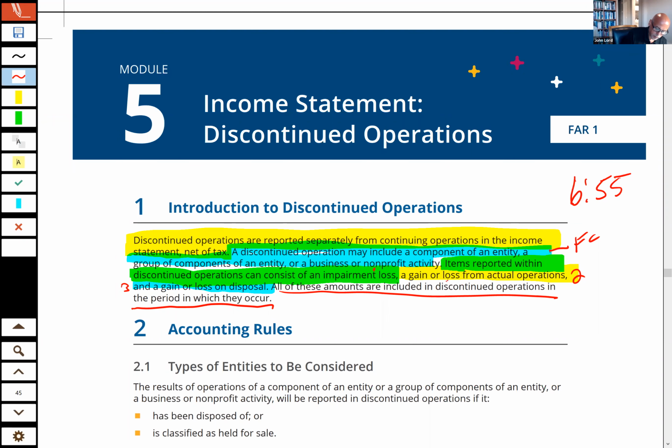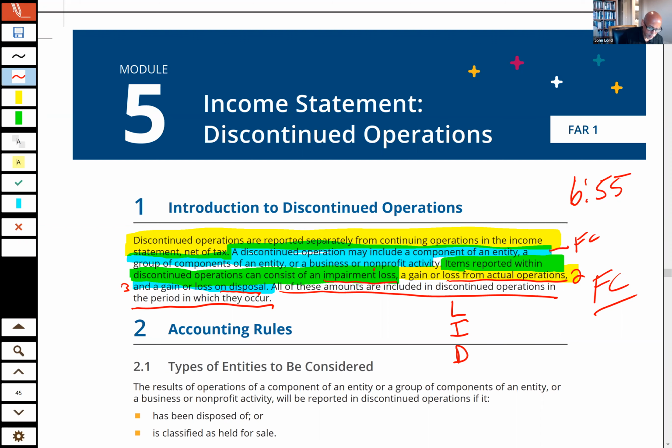Our loss from actual operations. That would be L, loss from actual operations. Impairment loss, that would be I. And then we have what? And then we have the gain or loss on disposal, that would be D. So you could flashcard this, the components that make up discontinued operations, loss from actual operation.